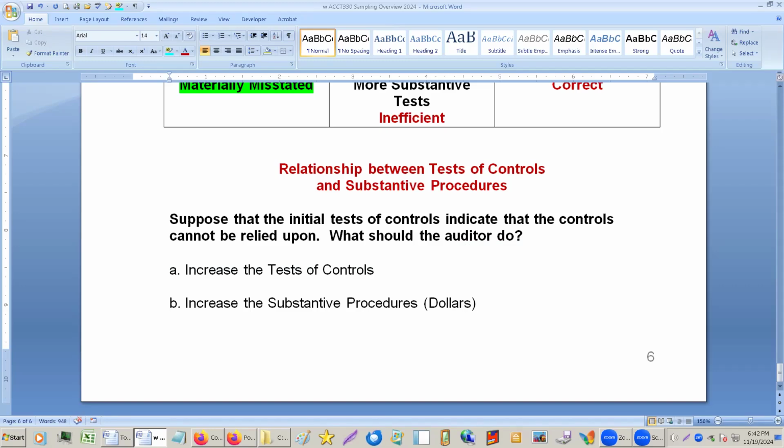If you can't rely on the controls, there's no reason to keep going. You want to rely on the controls so you can reduce your substantive testing. If you can't rely on them, at that point you just stop. And you say, okay, I can't rely on these controls, so what I'm going to do is increase the substantive testing. So maybe instead of 500 items, put this down below.